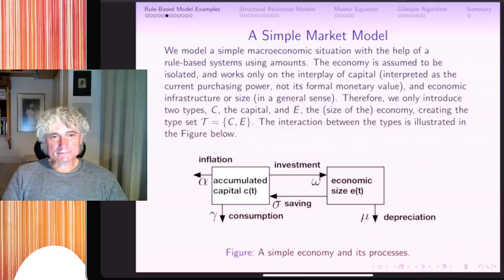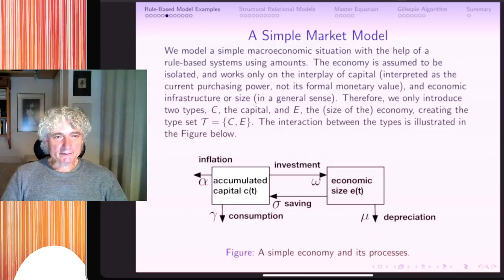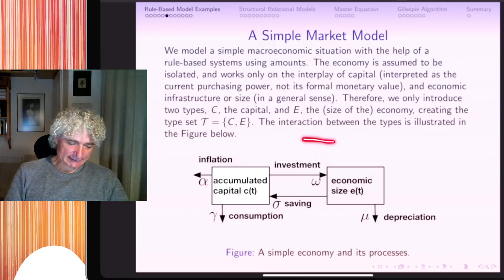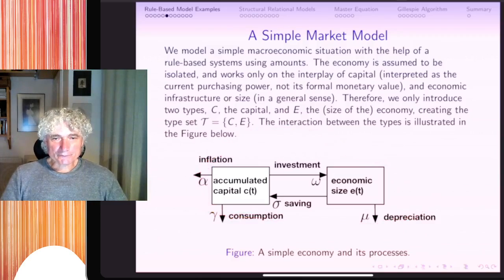And then the model will also depend on E, which is a type describing the size of the economy. The size of the economy will be assumed to be something that we cannot count, but it will be treated like a substance. So these are the two state spaces. You have capital and you have economic size, and the two things interact with each other in different ways.